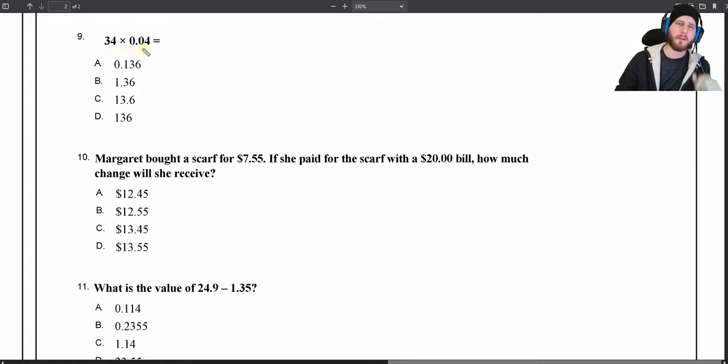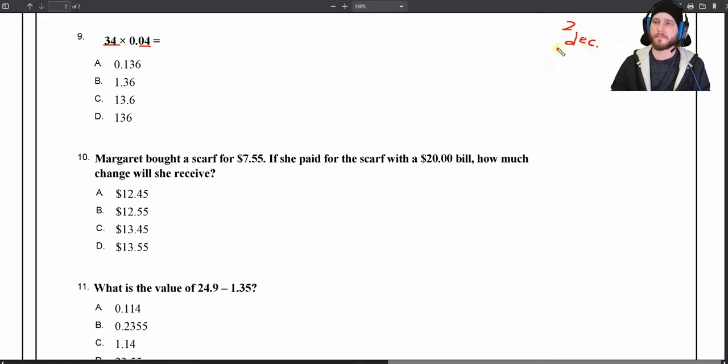So let's count our decimal places. That number has 0. This number has 2 of them. So we should have 2 decimal places for this one. If I ignore the decimals, this is basically just going to be 4 times 34. So let's go ahead and do that. 34 times 4. And I'll add my decimals later.